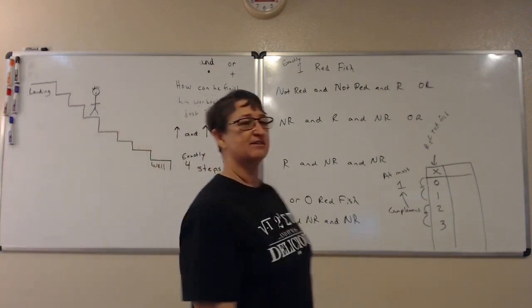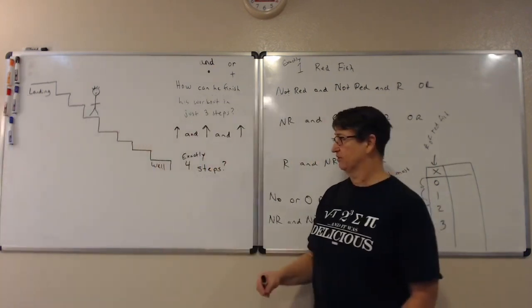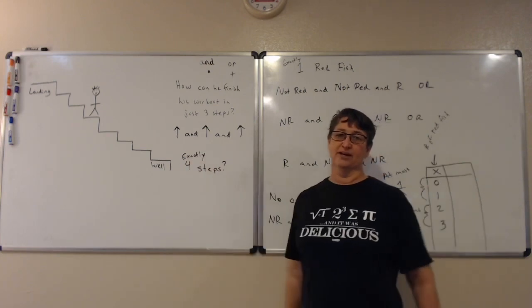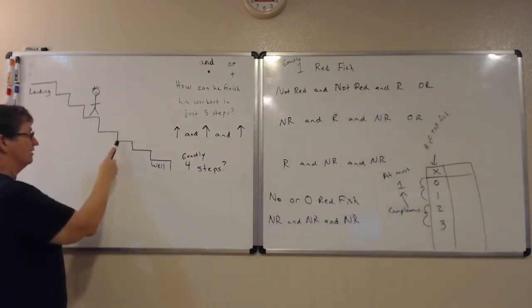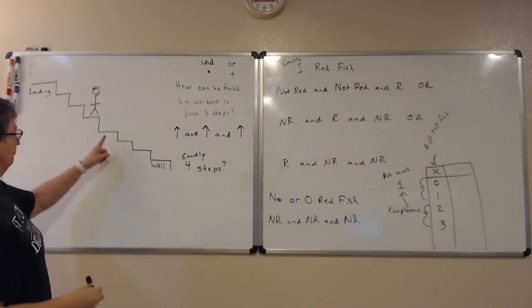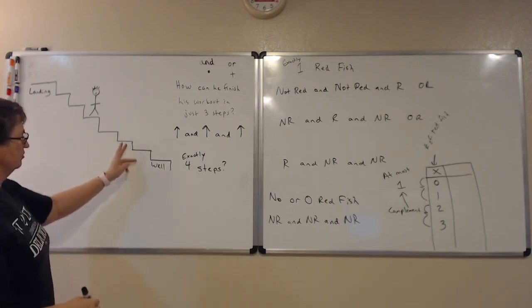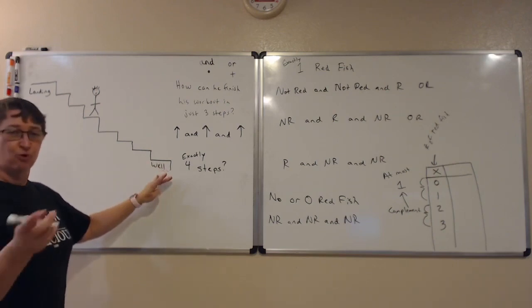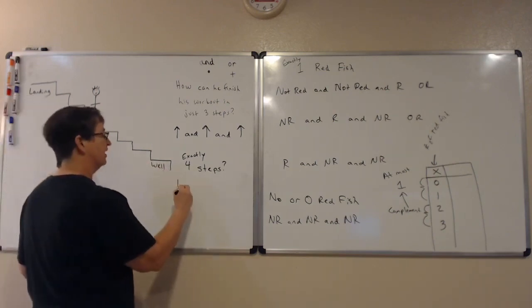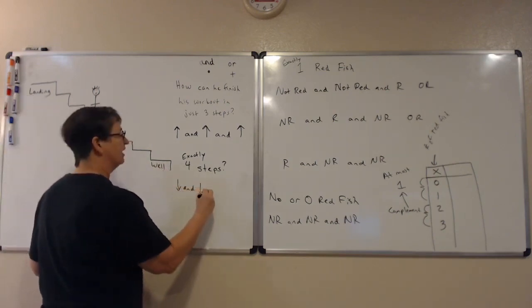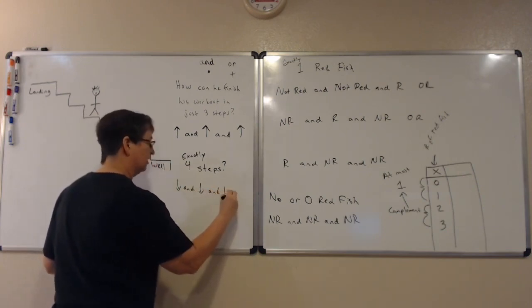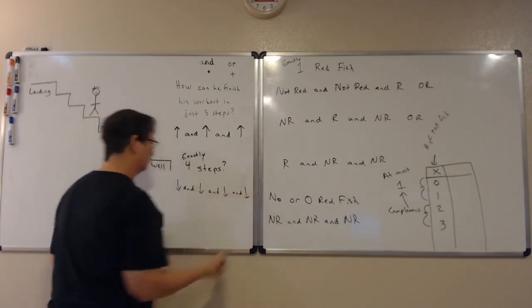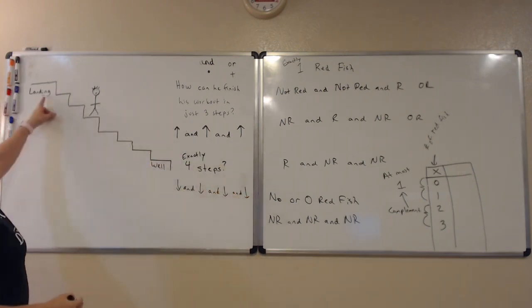How can he take exactly 4 steps and end his workout in exactly 4 steps? Let's see if he goes down to the well. Does he make it in 4? 1, 2, 3, 4. So if he just goes down 4, perfect. Down and down and down and down. Now the question is, can he make it to the landing in 4?